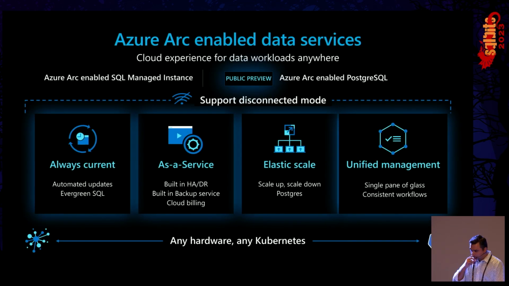Oh, one more thing. We also support the disconnected mode. What that means is, when you deploy the Arc data services, and this only applies to the PaaS model, not the SQL Server model, there is a connectivity parameter that you can provide. It's either direct connected or indirect connected. When you deploy this in the direct connected mode, you have access to Azure.